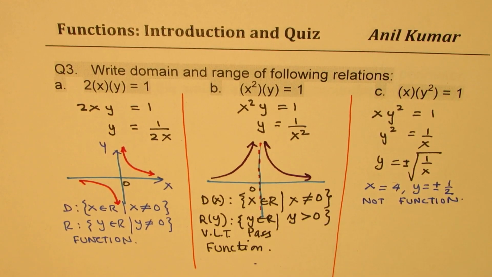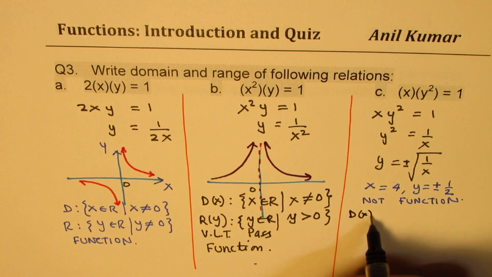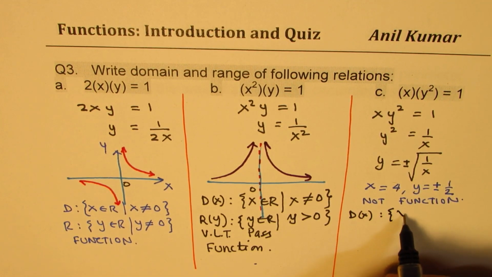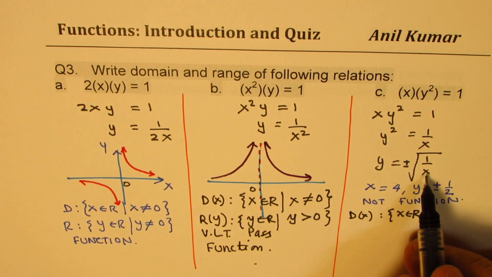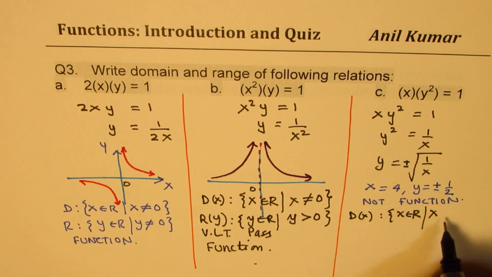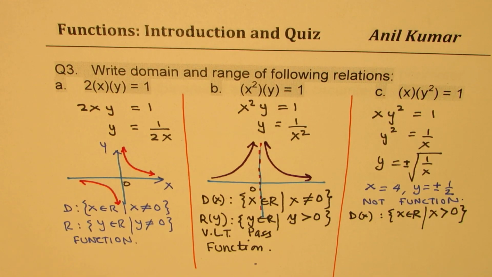Is that clear to you? Perfect. Let's write down domain and range. Now in this particular case, the domain is all values which x can take. So x belongs to real numbers, as we said earlier, but what is the restriction? Well, you cannot have square root of a negative number. So x has to be greater than 0. x cannot be 0 also, since you cannot divide by 0.